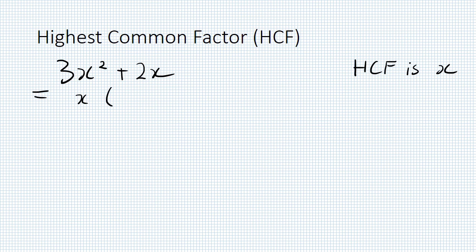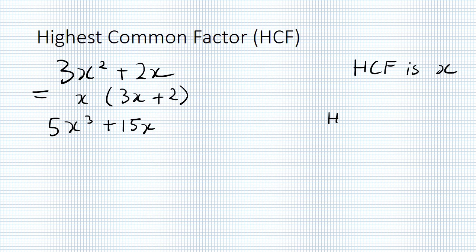When we divide 3x squared by x, we're left with 3x. When we divide 2x by x, we're left with 2. And that's as far as we can go with that one. Okay, next one. This time I've got 5x cubed plus 15x.